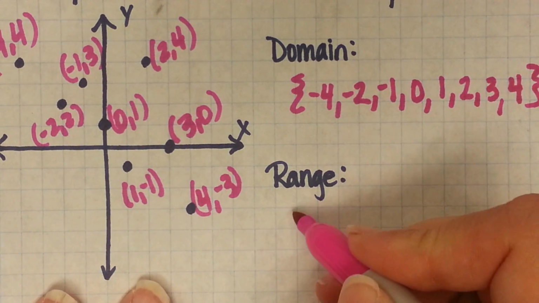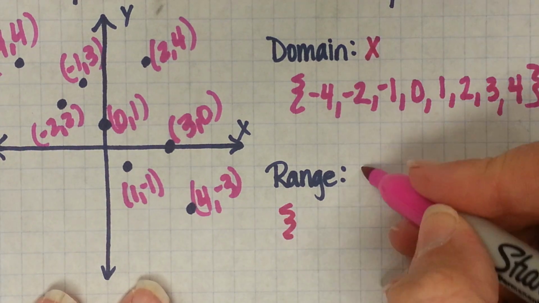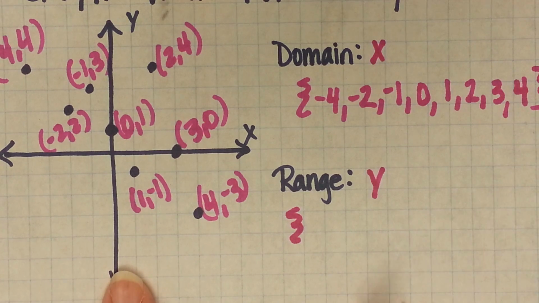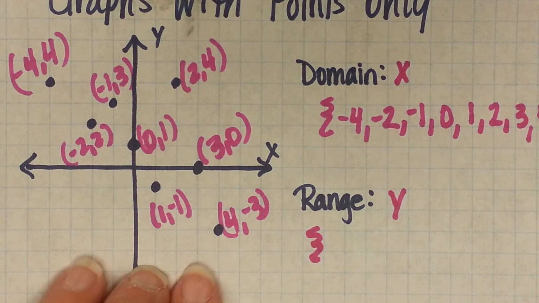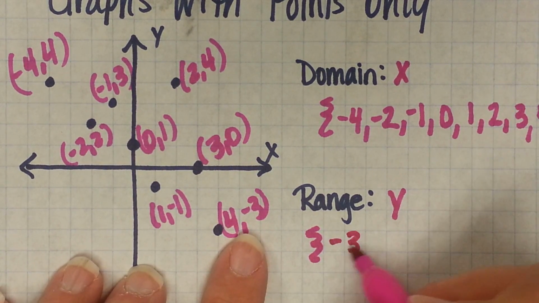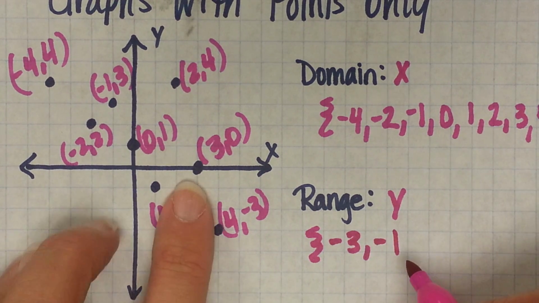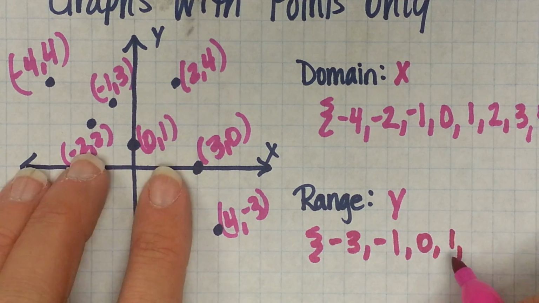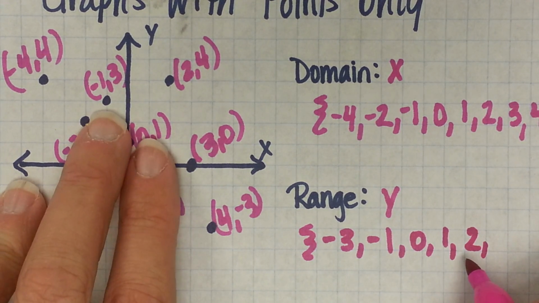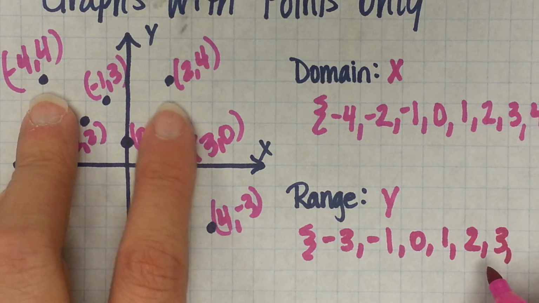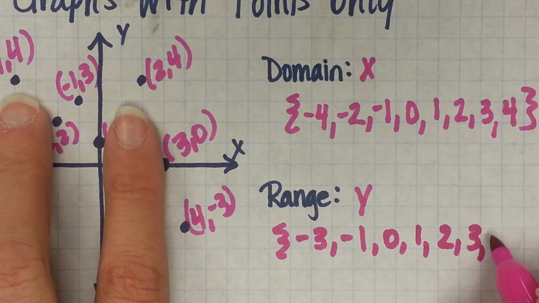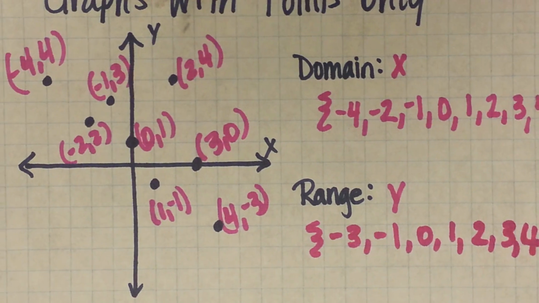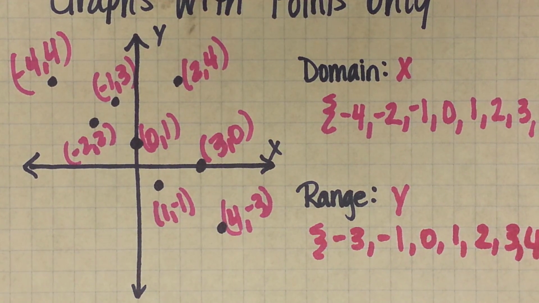Then I need all of my y values for the range. Domain is x, range is y. So I'm going to start at the very lowest point and go to the highest point so I can get my y values. So here I have a -3, -1, 0, 1, 2, 3, and I have 4 listed twice, but I only have to write it once. There's my domain and range for a graph with just points.